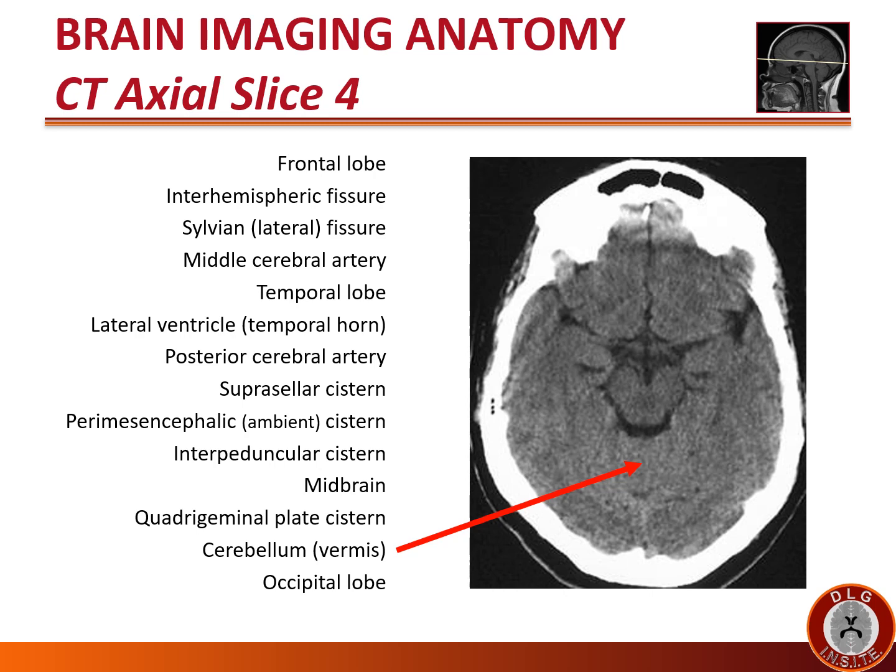At this level, we see the parenchyma right behind the midbrain, right behind the quadrigeminal plate cistern, that's still part of the cerebellum. And this central part of the cerebellum is called the vermis, which literally in Latin means worm. We also, at this level, however, see the occipital lobe behind the cerebellum.